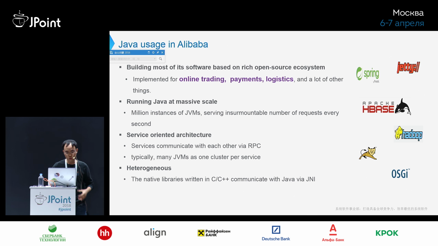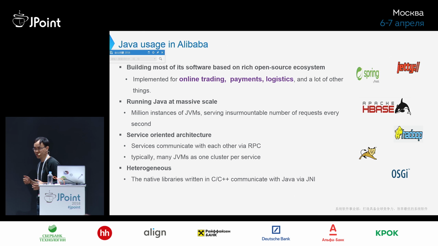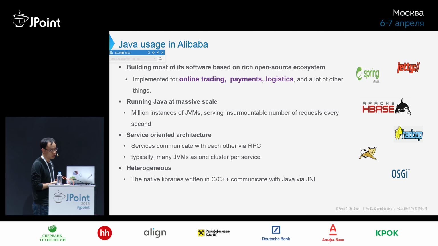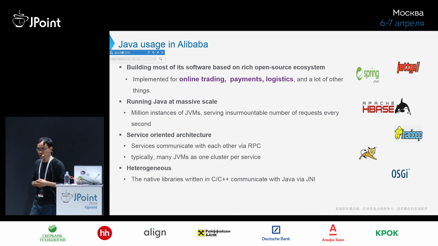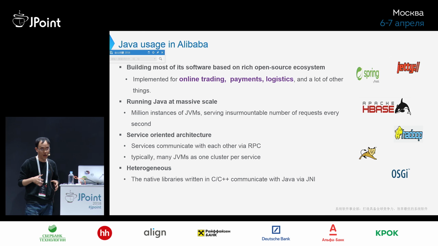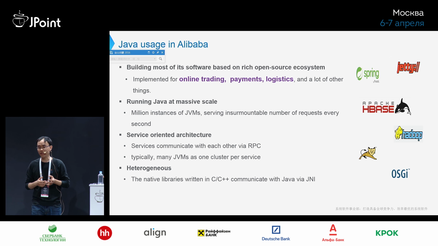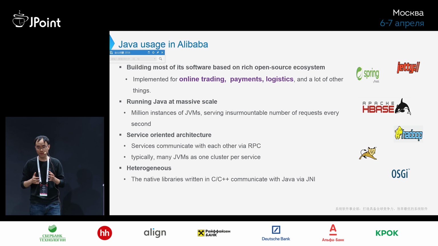Also, we run Java at a very massive scale. We deploy millions of JVM instances in our data center. The third keyword is service. Our architecture is service-oriented, which means we have created a lot of services. Each service talks to the others using RPC calls. The last thing is that our architecture is heterogeneous. For efficiency, many algorithms are written in C and C++ libraries, so C and C++ need to talk with Java using JNI calls.